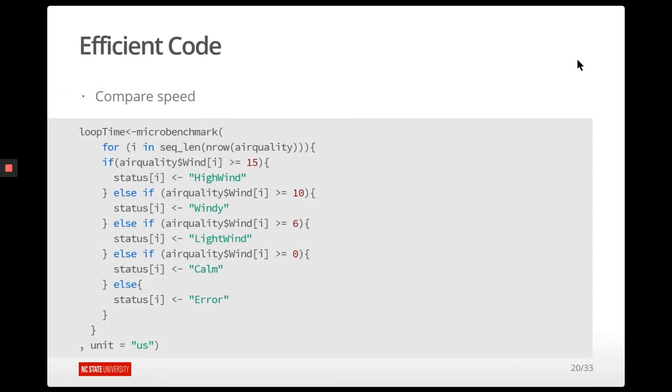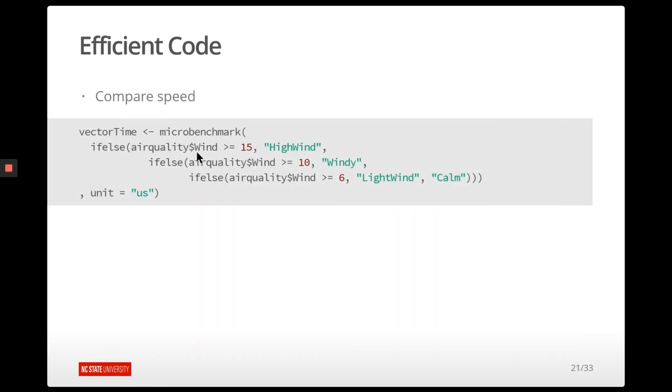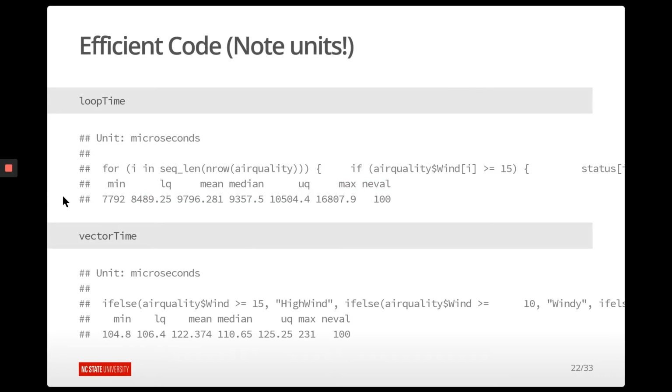And so we might do some comparisons of our for loop speed versus our vectorized version speed. So here we're just wrapping the for loop that we were doing in this microbenchmark function, and we're saving that as loop time. Doing the same thing here, grabbing this if-else statement, wrapping it in the microbenchmark function, saving that as vector time. And so we can look at the summary statistics. Each one ran 1,000 times, and the mean time it took the loop to run was almost 10,000 microseconds, whereas for the vectorized version, it was 122. So a marked improvement there.